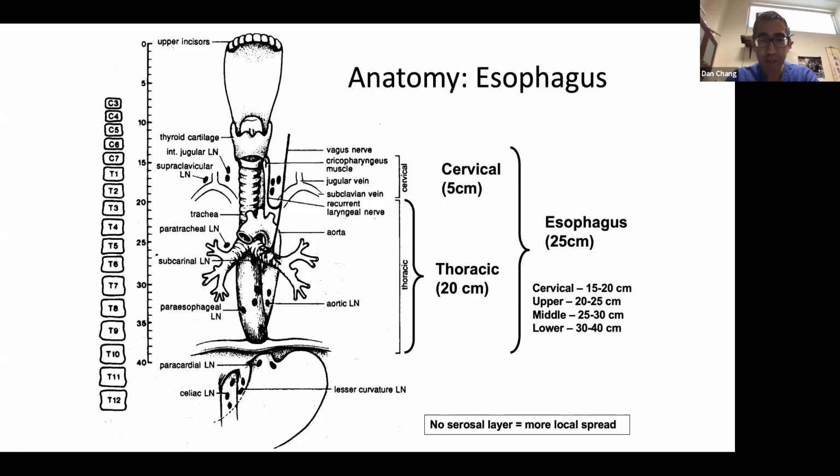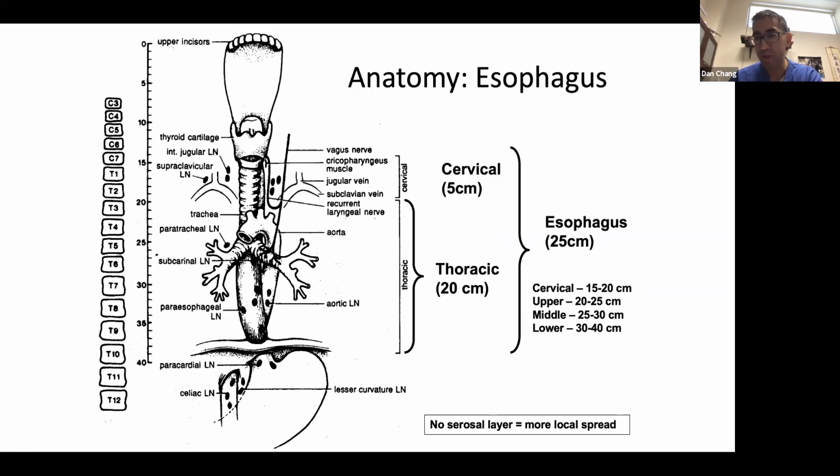So starting with esophageal cancer, this is my slide, which gives you a breakdown of the anatomy of the esophagus. It's broken up into the cervical esophagus, which is the part of the esophagus that extends outside of the thorax, basically from your larynx, from the bottom of the cricoid down to the thoracic inlet. So it's about a 5 centimeter or less structure. And then you have your thoracic esophagus, which extends from your thoracic inlet all the way down into the abdomen, where it pierces the diaphragm.